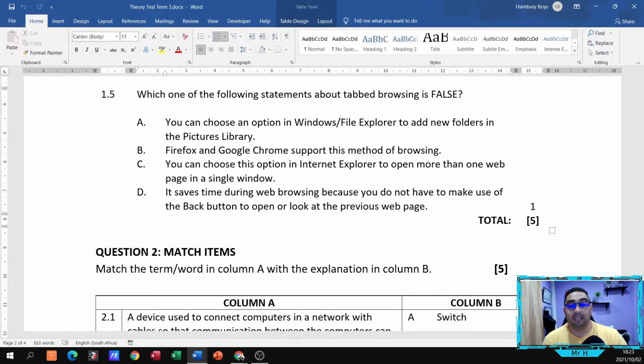That is also true. So by process of elimination, what is it going to be? It is going to be A, you can choose an option in Windows File Explorer to add new folders into the picture library. This has nothing to do with tabbed internet browsing, and that's why that will be the option to choose.